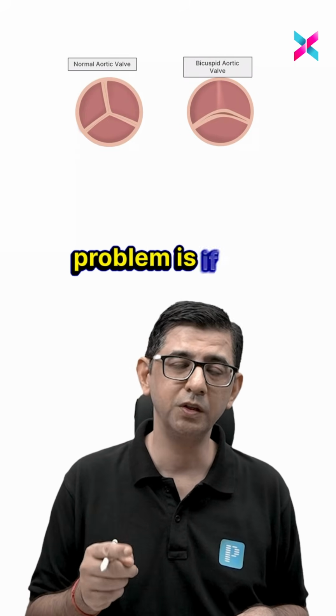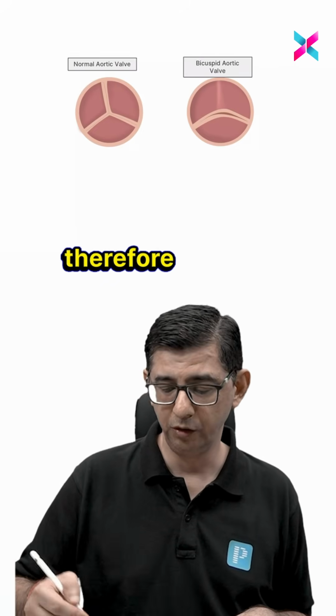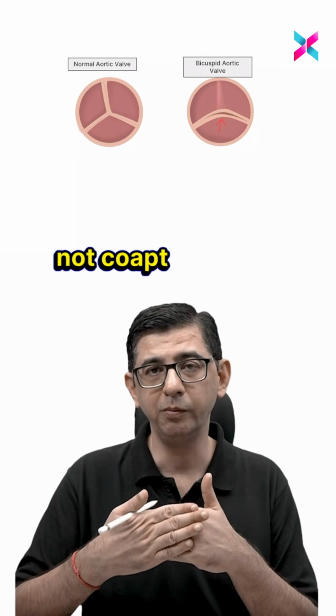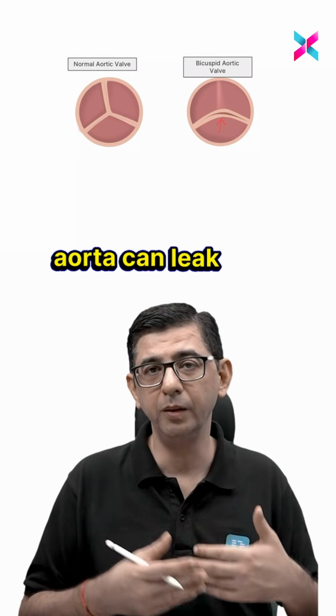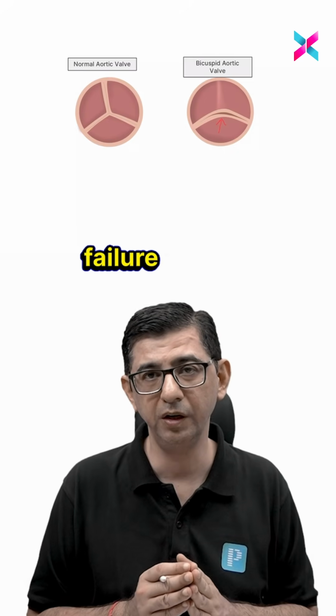But then the problem is if the door will not open properly, it will also not close properly, and therefore you can notice defective coaptation of leaflets. If the leaflets will not coapt properly, the blood of the aorta can leak back into the left ventricle, causing overloading of the left ventricle and a possible heart failure as well.